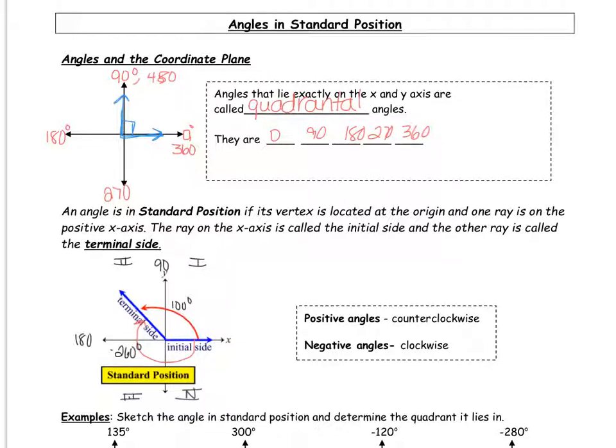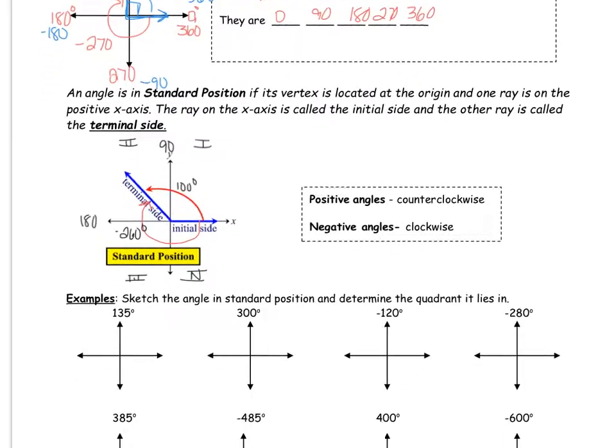Just like up here, there's a positive angle going this way, but there's also a negative angle going that way, and that's negative 270. The way we could label these axes is, if I'm going 0 this way and I'm going down, this would be negative 90. This would be negative 180, negative 270, and negative 360 if we were going the other way. So let's practice sketching some of these.